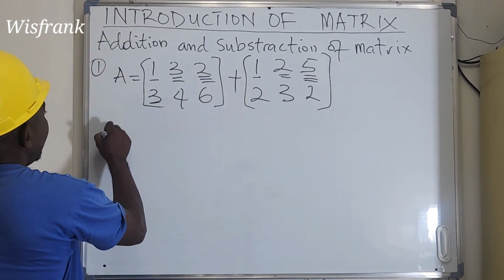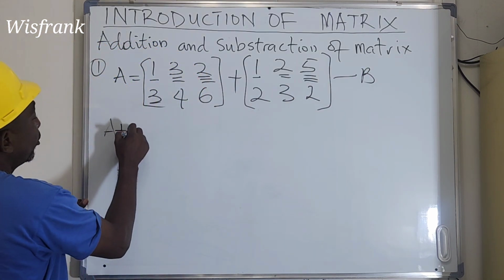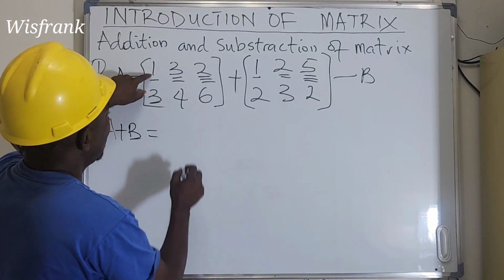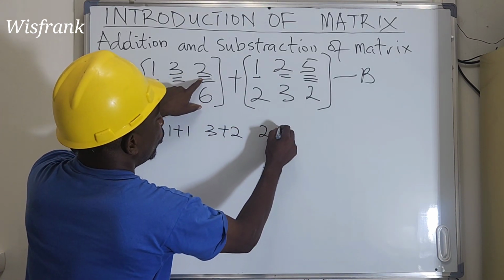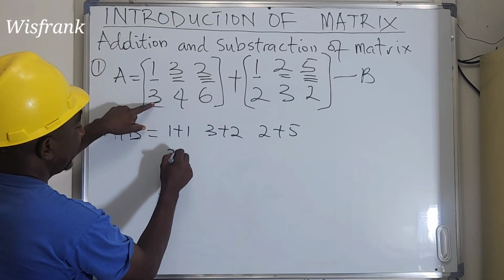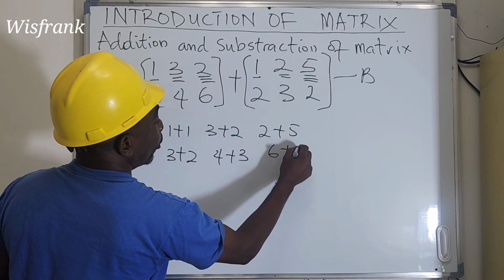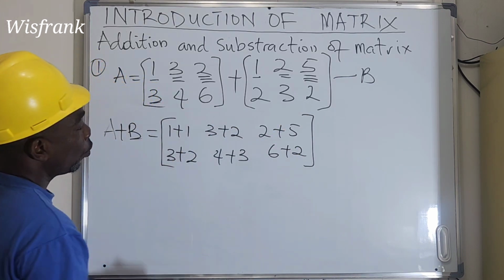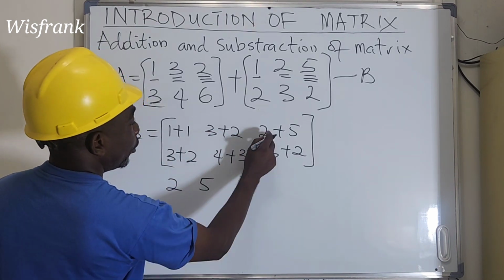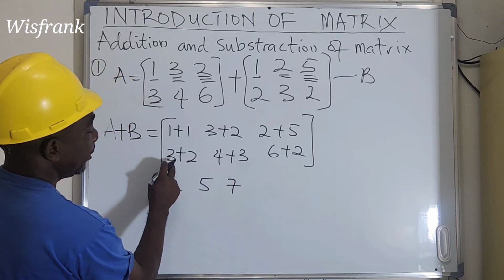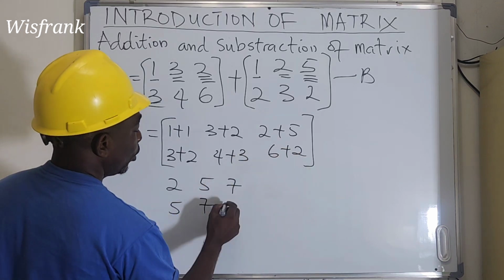So how do we do this? Let's say the whole of this one is B. We say A plus B equals, when we add this, 1 plus 1, then 3 plus 2, the next one 2 plus 5, then 3 plus 2, then 4 plus 3, then 6 plus 2. This is how we are going to add. 1 plus 1 we have 2, 3 plus 2 we have 5, 2 plus 5 we have 7, then 3 plus 2 we have 5, 4 plus 3 we have 7, 6 plus 2 we have 8.